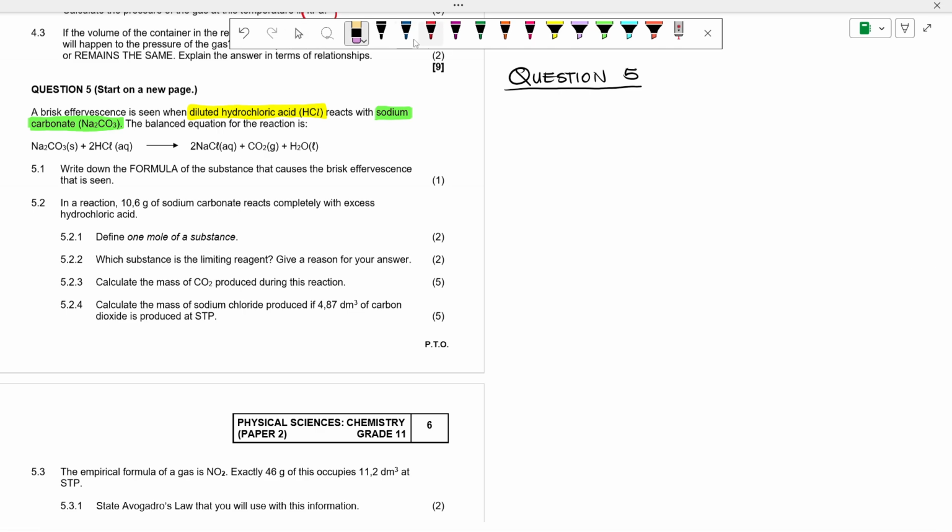Okay, first question, 5.1. Write down the formula of the substance that causes the brisk effervescence that is seen. So it's basically the color. Brisk effervescence. But looking at this, which one do you think is gonna cause that? Let's say you don't know even what that is, but you need to guess.